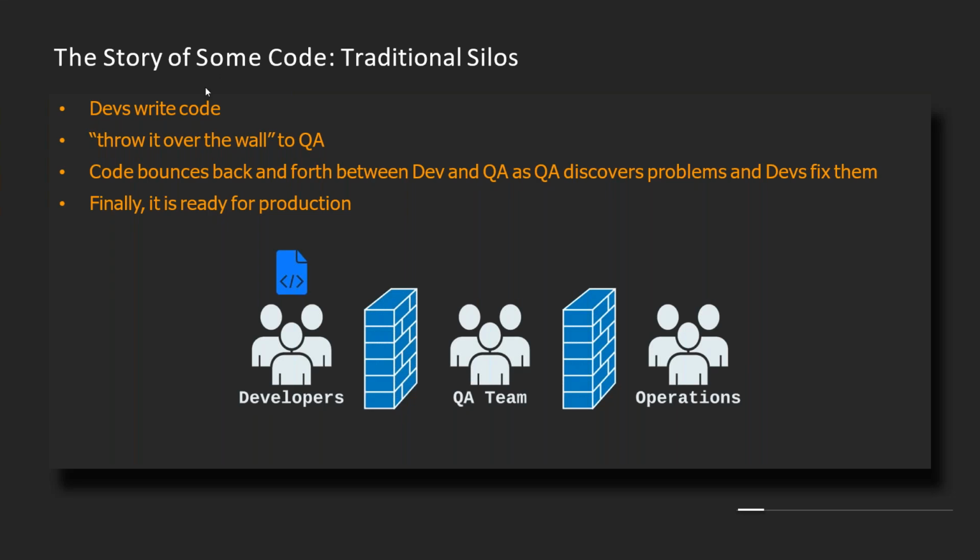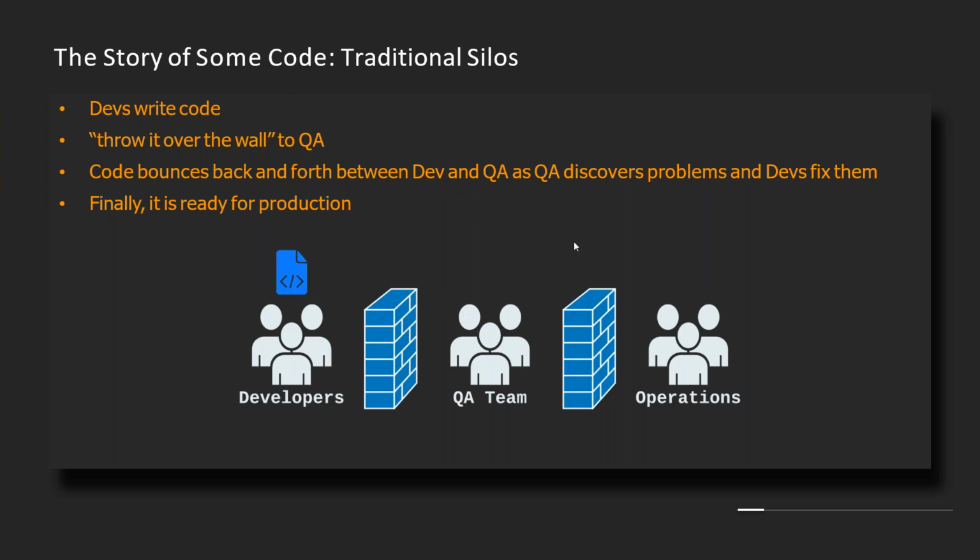So devs write the code. See, we have developer, QA team, and operations. Developer writes the code and sends it to the QA team, and the QA team starts analyzing the code. If it is not meeting expectations, they send the code back to the developers to fix the issues. The code bounces back and forth between dev and QA as QA discovers problems and dev fixes them. Finally, it is ready for production.